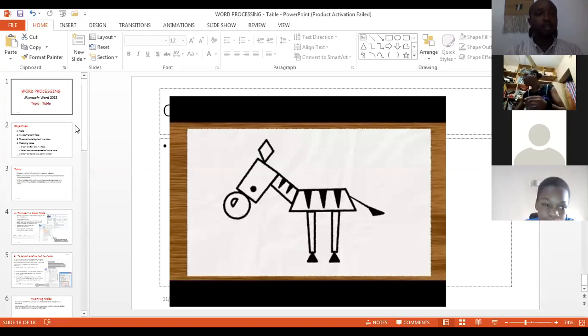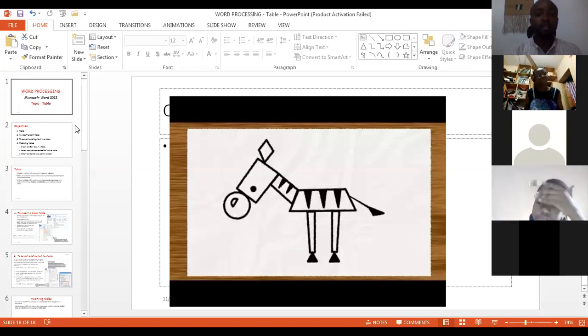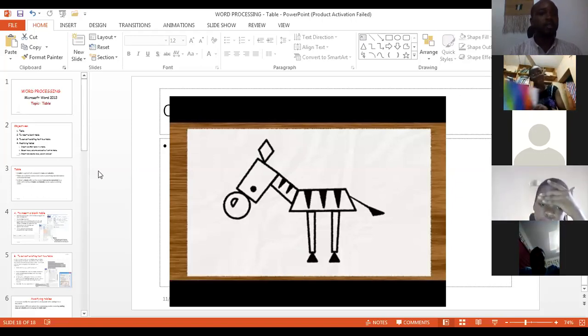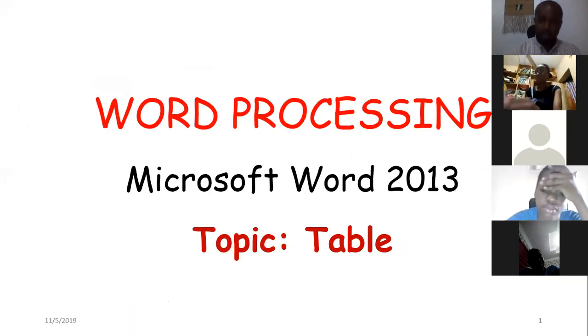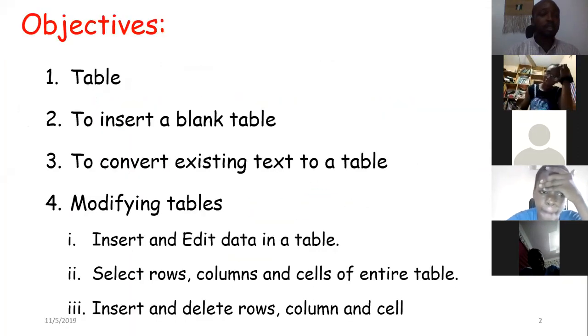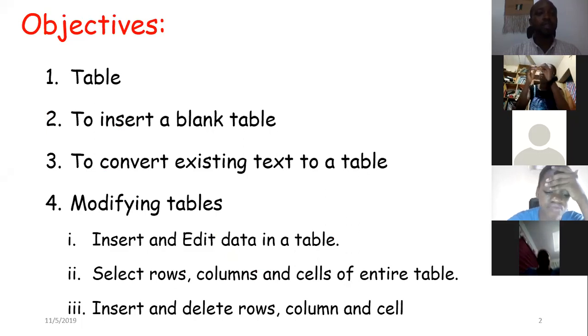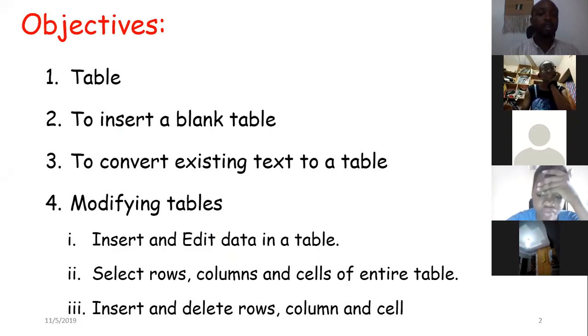In our last class, we talked about tables, if you remember, and the aspects of the table discussed. We tried to discuss the table itself and how to insert a blank table in your document. We also tried to convert existing text to a table, and we also tried to modify a table, which was to insert and edit data in the table.